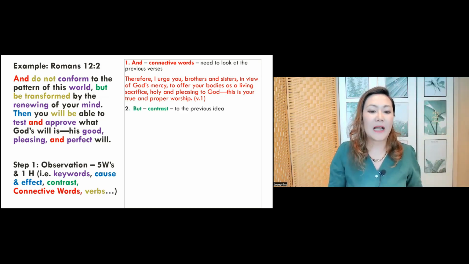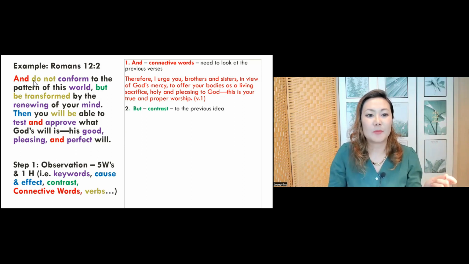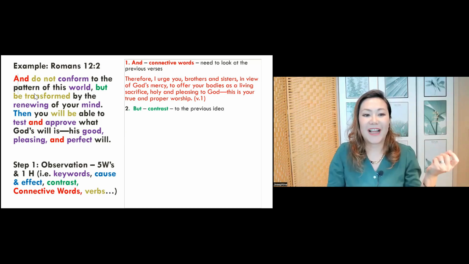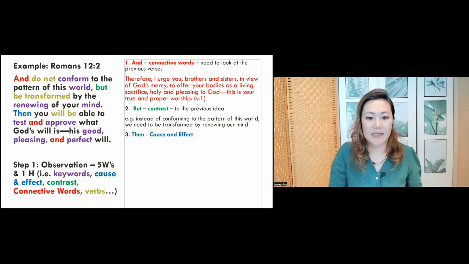Now you see another word here, a contrast, right? "But." What is being contrasted here? What is it talking about? Some of you have mentioned it earlier, that we shouldn't follow the world, but instead be transformed. So instead of conforming to the pattern of this world, we need to be transformed by the renewing of our mind. So that would be a contrast. Then cause and effect, right? We see a contrast and cause and effect here.